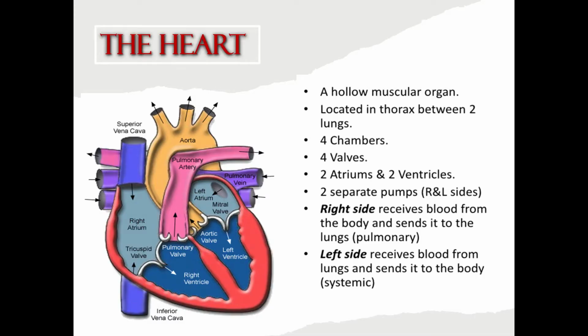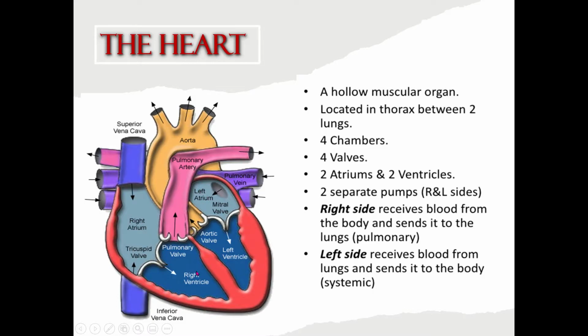Heart is basically a hollow organ and it is located in the thorax between two lungs. Heart consists of four chambers and it has four valves. Out of four chambers, two are atria and two are ventricles. So this is the right atrium and this is the left atrium.